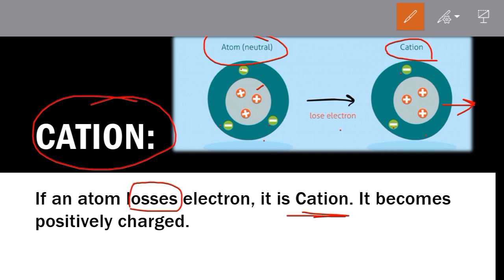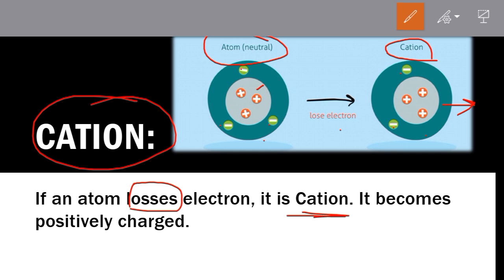So students, what we have concluded is that if an atom loses one or more electrons, it becomes a cation, and it becomes positively charged. How does it come? Isn't it so, like, how does it get the positive charge? So students, I'm going to tell you how it becomes positively charged.